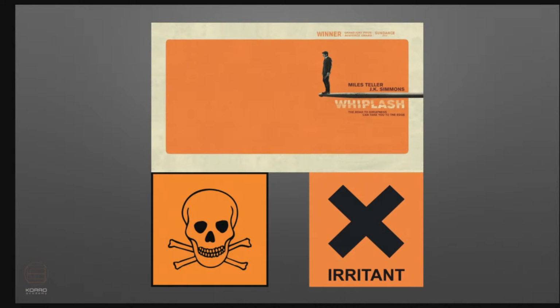And I think it's very telling, the orange that's used in the poster and on the DVD artwork for this film. It's almost exactly the same orange as these irritant and bleach warning symbols, and I'm sure there's something in that toxicity, that toxic relationship between him and the teacher and the father. It's a really interesting thing to consider when you're looking at breaking down films.